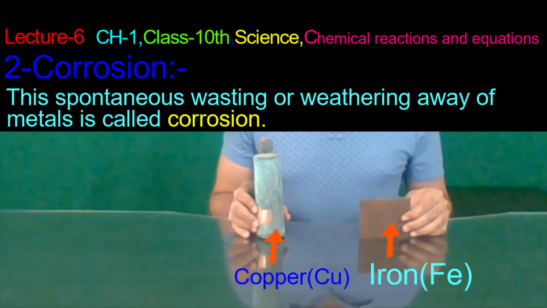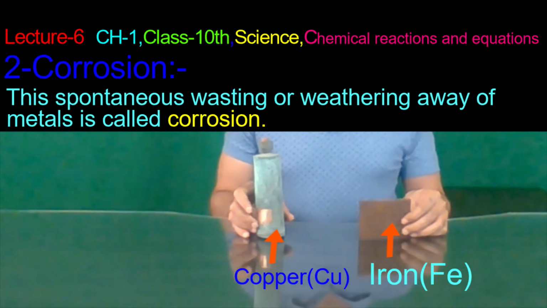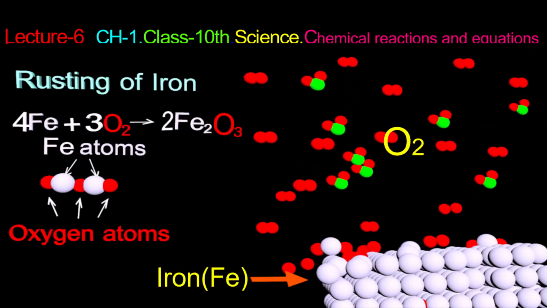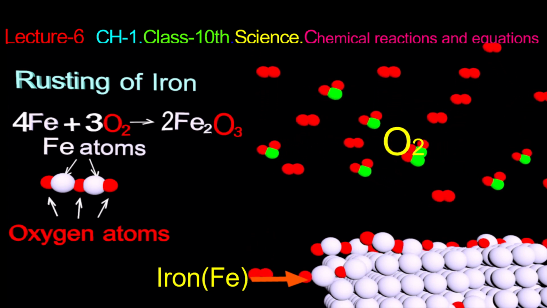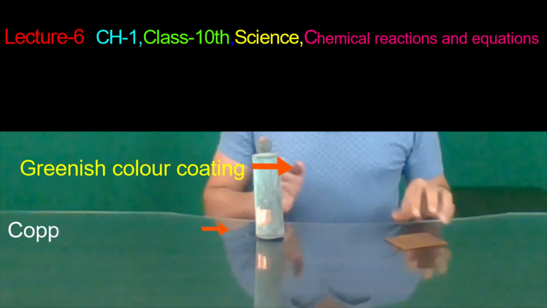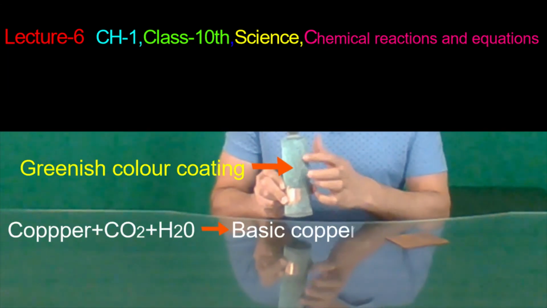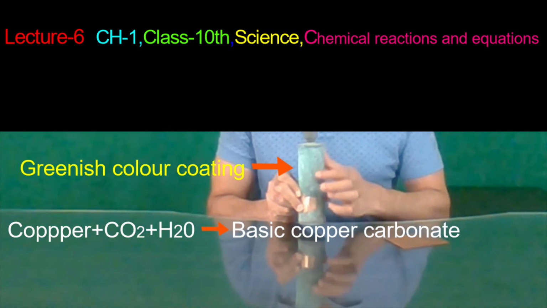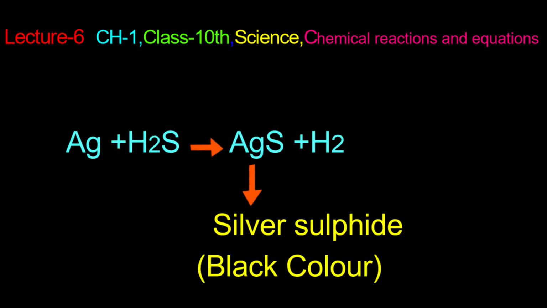This happens because of chemical reactions of the metals with the atmospheric constituents. Iron reacts with atmospheric oxygen in presence of moisture to form iron oxide. Copper reacts with carbon dioxide and water to form greenish colored mixture called basic copper carbonate. Silver turns black with passage of time as silver reacts with hydrogen sulfide to form silver sulfide because silver has great affinity for sulfur.